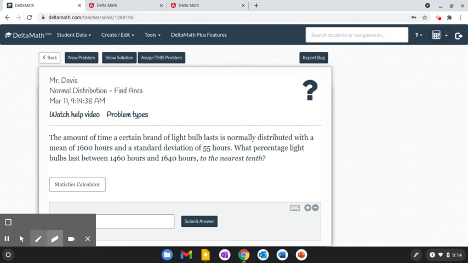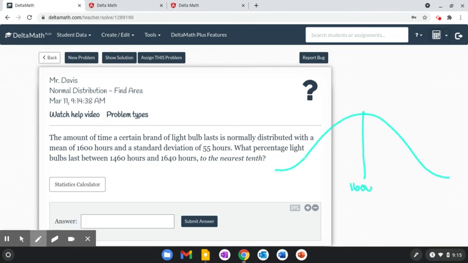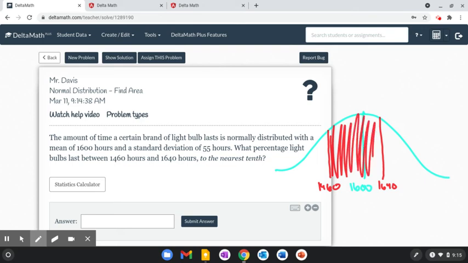This next one, we're normally distributed, a mean of 1,600 hours. Draw our normal curve here. So our mean is 1,600. Standard deviation is 55. What percent lasts between 1460 and 1640? I'm actually not going to write all the values on here. I think you got the idea, but 1460 is going to be somewhere over here, and 1640, maybe right here. So we're asked to find how much is between those two.